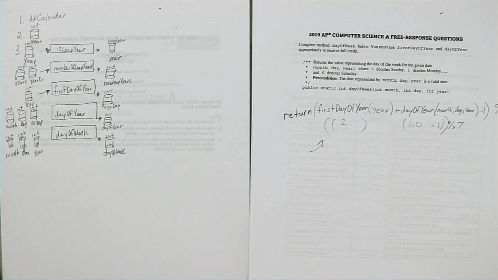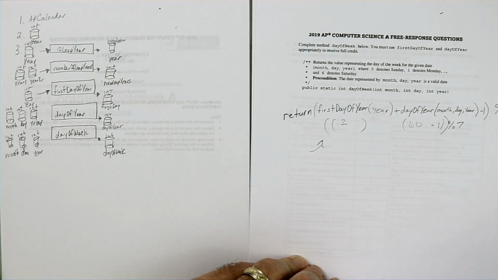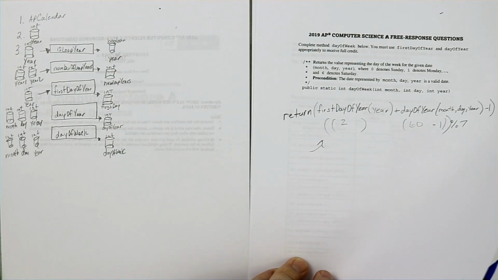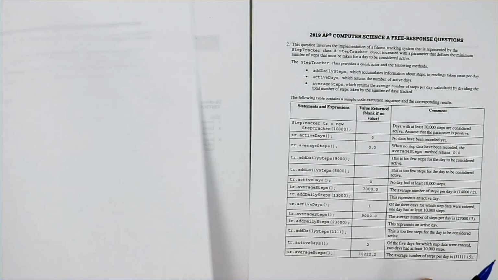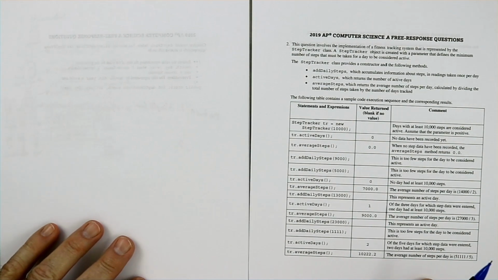Get the first day of the year, add it to the day of the year, -1 so that you account for the offset of when the day starts, mod it by 7, and that's what gives you number 1B. Pretty cool, right? So that's it for that one, and it was pretty quick. One outline gave you 2 questions, and then you go to the next one.